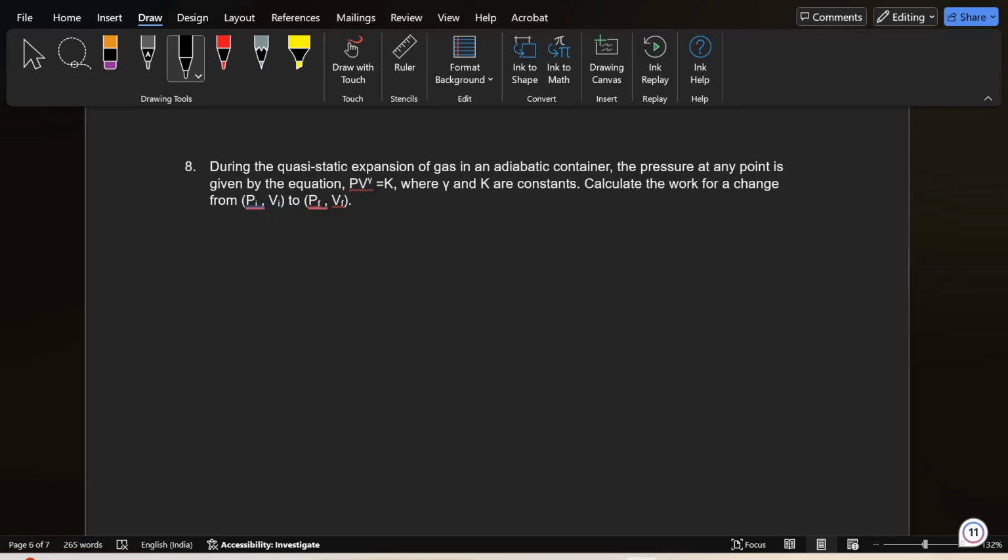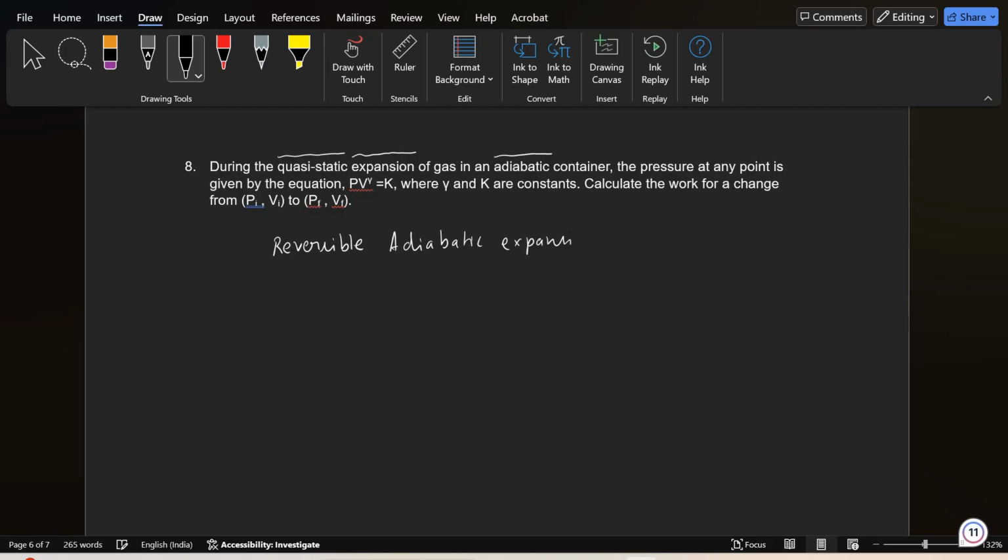What are they telling? First, what are the key points here? Adiabatic, quasi-static expansion. So what does this mean? Quasi-static means you can consider it as very slowly happening, so it's kind of reversible. So basically reversible, adiabatic expansion.